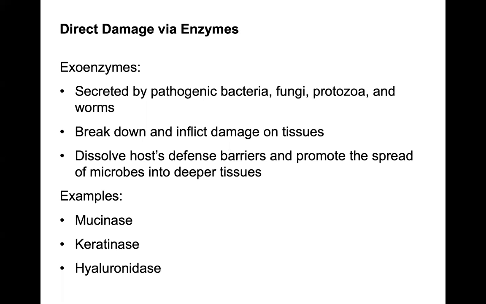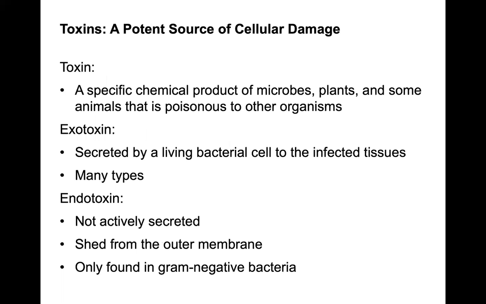One example is by direct damage by enzymes. We have exoenzymes. These are secreted by pathogenic bacteria, fungi, protozoa, and worms. They break down and inflict damage on tissues. They dissolve host defense barriers, and they promote the spread of microbes into deeper tissues. Examples would be like mucinase, keratinase. Keratinase is going to break down the skin. Collagenase would break down collagen. So these are enzymes that are secreted by the bacteria that can cause direct damage.